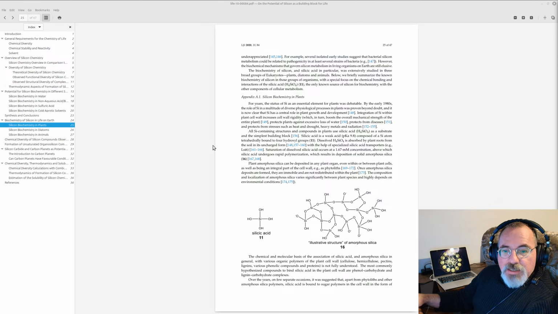Saturation of dissolved silicic acid occurs at a 1.67 millimolar concentration, above which silicic acid undergoes rapid polymerization, which results in the deposition of solid amorphous silica. Plant amorphous silica can be deposited in any plant organ, even within or between plant cells, as well as being an integral part of the cell wall, for example, as phytoliths. Once amorphous silica deposits are formed, they are immobile and not redistributed within the plant. The composition and localization of amorphous silica varies significantly between plant species and highly depends on environmental conditions.